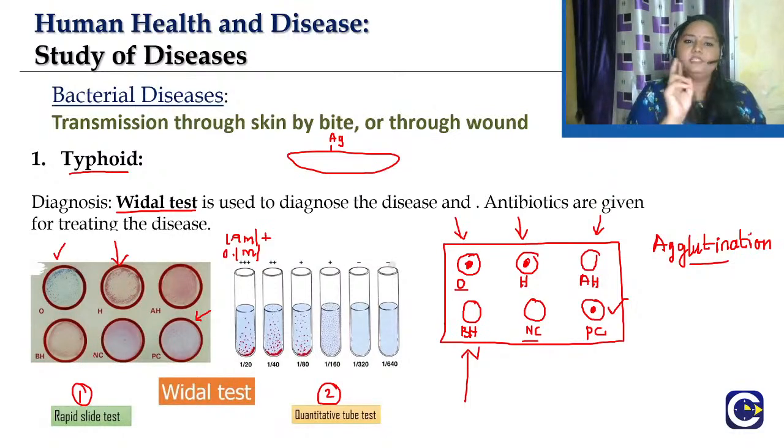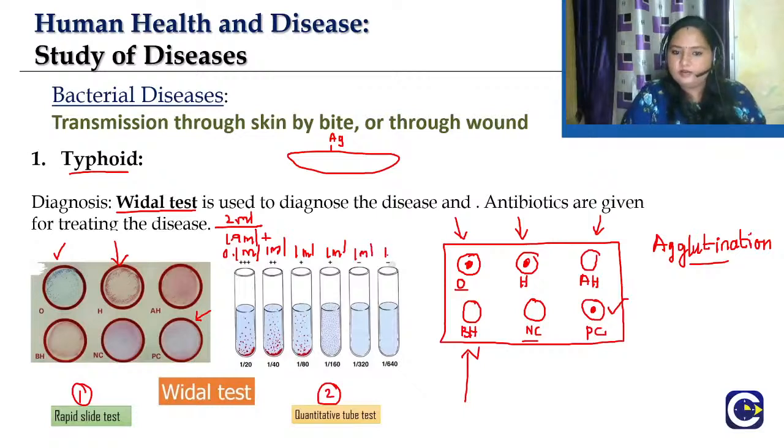Once the Widal test has proved positive in the rapid slide test, for those patients only we will move on to the quantitative tube test. So in the first tube we are going to take 1.9 ml of saline water and 0.1 ml of the serum sample. Now it makes up to 2 ml, right? The total is 2 ml. In the subsequent tubes, you take 1 ml of saline water each.